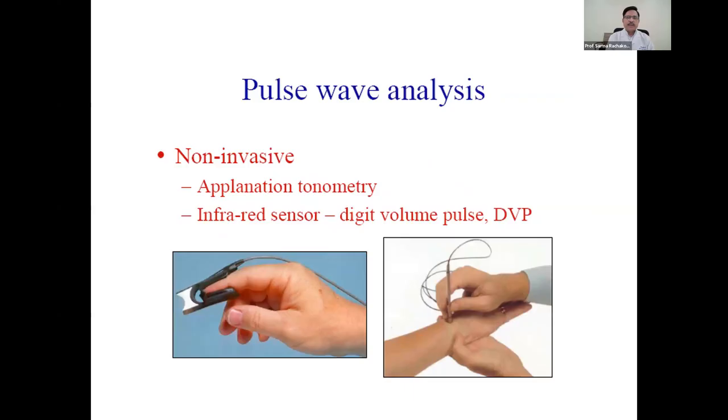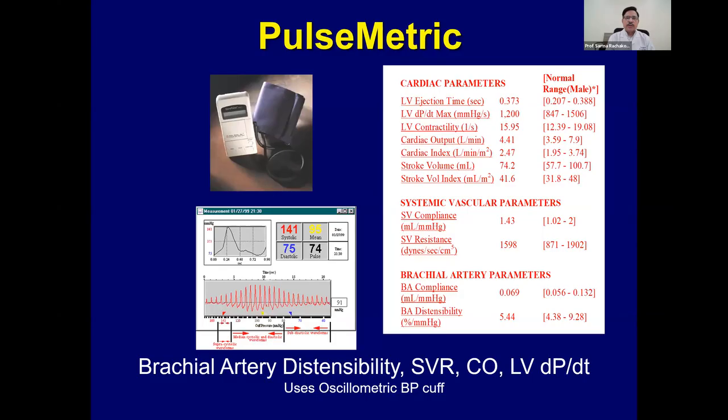Then pulse wave analysis. We have a small meter, just like your oximeter. We can now do applanation tonometry, infrared sensor, digital volume pulse, that's called the DVP. You can analyze the pulse wave and see whether it's atherosclerotic. There is a machine like that, just like your BP apparatus. You can measure the pulse metric there. Brachial artery distensibility you can measure using the oscillometric BP cuff.